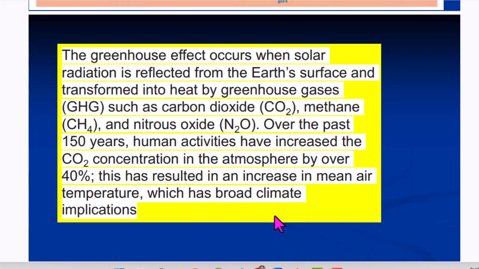The greenhouse effect occurs when solar radiation is reflected from the Earth's surface and transformed into heat by greenhouse gas. Greenhouse gases such as carbon dioxide, methane, and nitrous oxide. Over the past 150 years, human activities have increased the CO2 concentration in the atmosphere by over 40%. This has changed the climate.